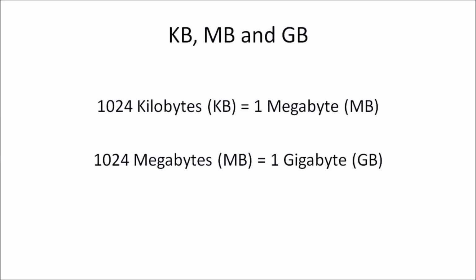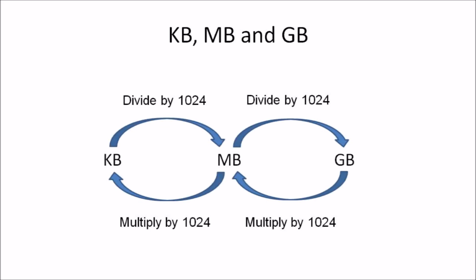Hello everyone, in this video I'll show you how you can convert between kilobytes, megabytes and gigabytes. It's important to note that 1024 kilobytes equals 1 megabyte and 1024 megabytes equals 1 gigabyte. So the factor we use for conversion is 1024. And I've made a diagram here to explain this better when we're converting.